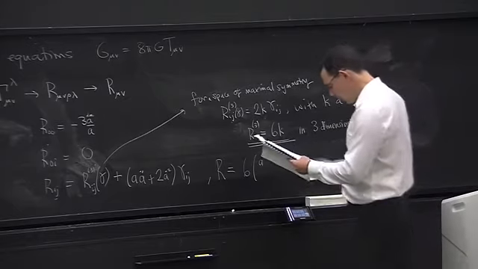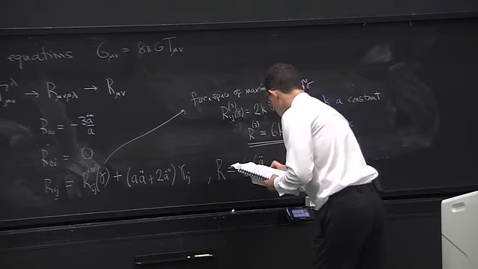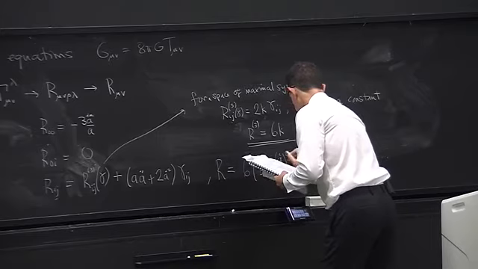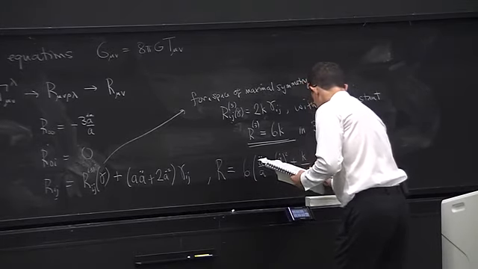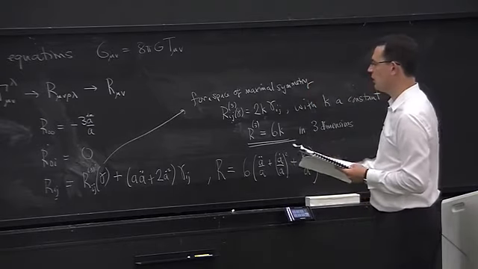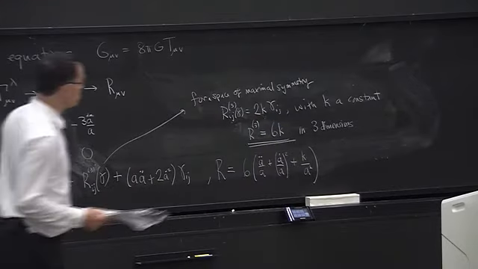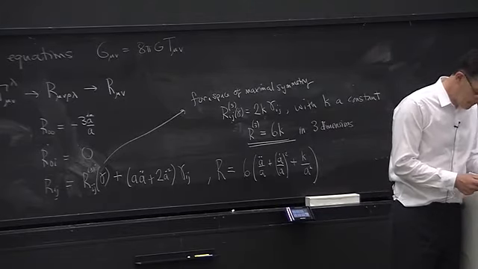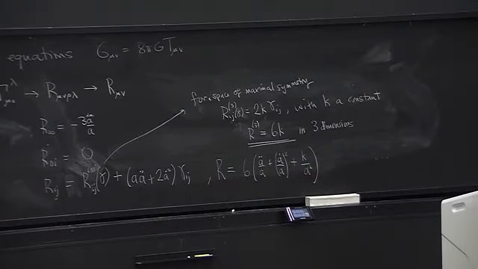Okay, so the 4-dimensional Ricci scalar is 6 times (a double dot over a plus a dot over a squared plus K over a squared). These are very straightforward calculations, which you should certainly do just to make sure you've understood everything. And this really is the simplest possible metric you can think about.